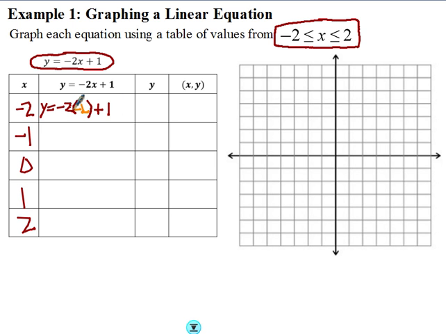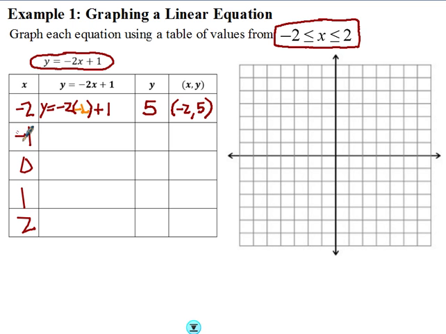Now, negative 2 times negative 2 is positive 4, so 4 plus 1 will give you 5. At that point, the x value is negative 2 and the y value is positive 5. So your ordered pair is negative 2, comma 5. Okay, I'll do one more.